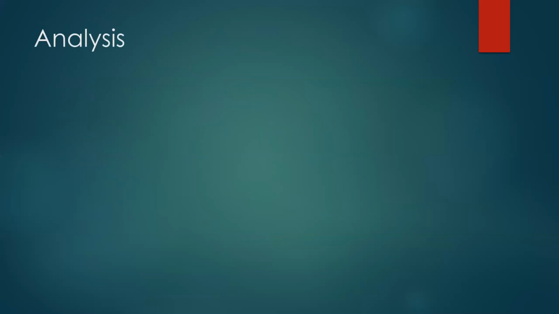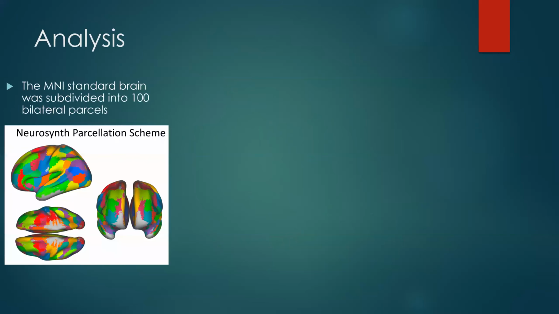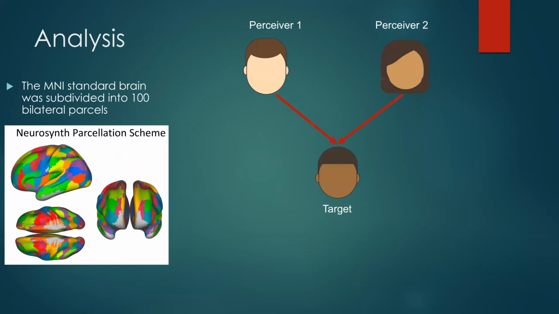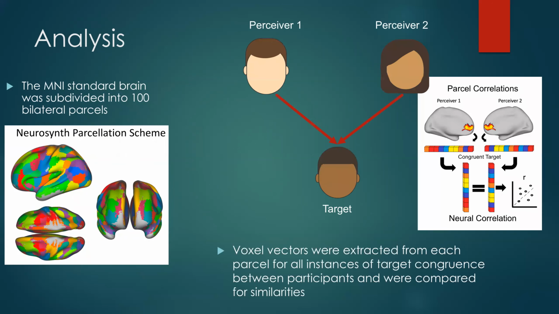And so for the analysis, we first subdivided the MNI standard brain down into 100 bilateral parcels. This was a Neurosynth parcellation scheme that was based on meta-analytic coactivation across a series of studies. And then we looked across our study at all of the cases of target congruence, or cases where we had 2 perceivers thinking about the same target or the same group member. And we pulled distributed patterns of activity from each of these 100 different brain regions. And we compared these voxel vectors of activity between these perceivers when they were thinking about this same target.